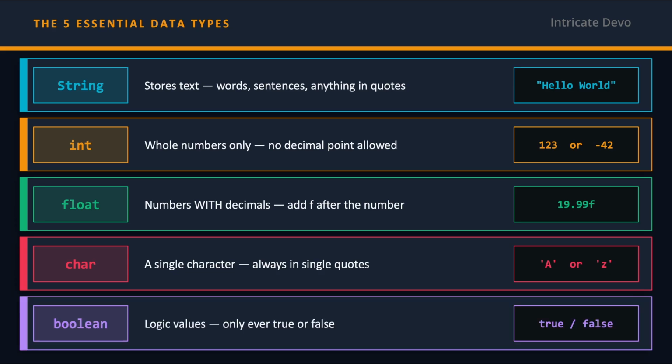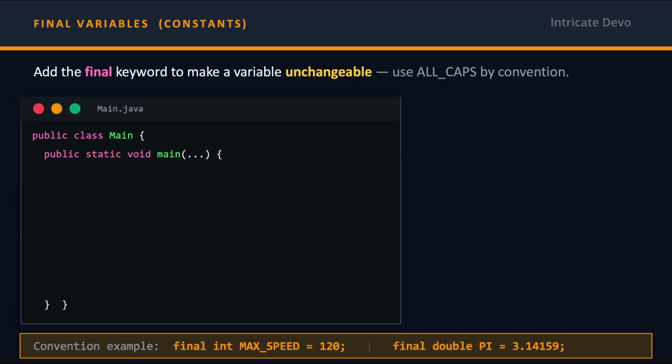Type 5, boolean. Boolean stores logic values. It can hold only one of two things, the word true or the word false, nothing else. Booleans are everywhere in Java, used in if statements, while loops, conditions. Example: boolean isLoggedIn = true;. Master these 5 types: string, int, float, char, and boolean, and you will handle the vast majority of beginner-level Java programming.